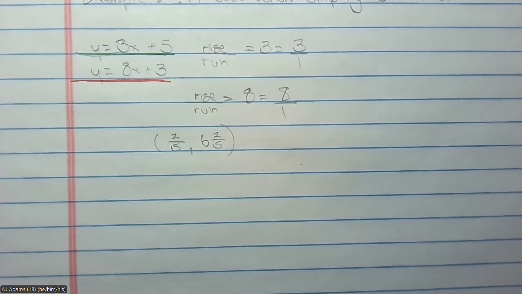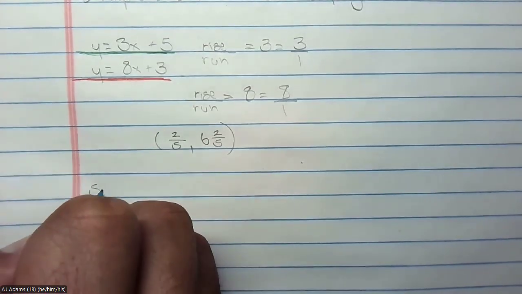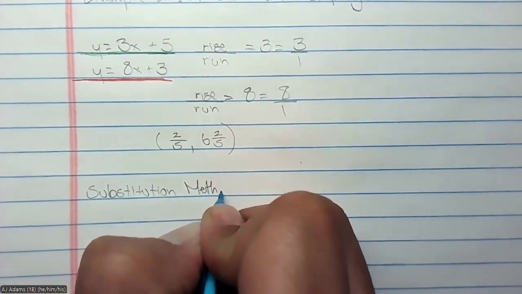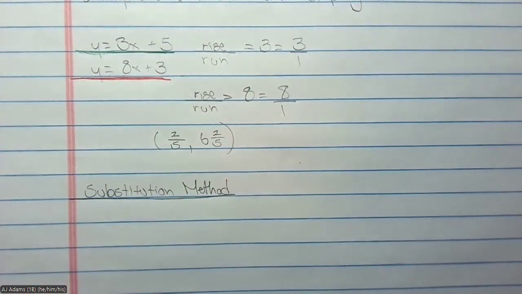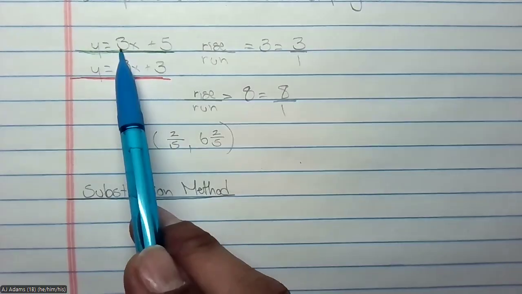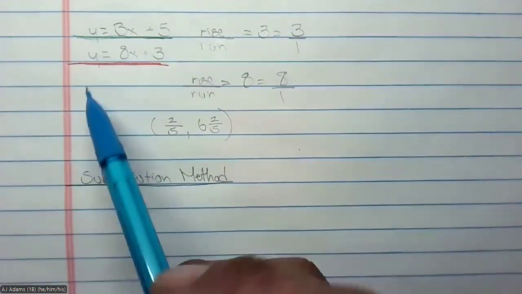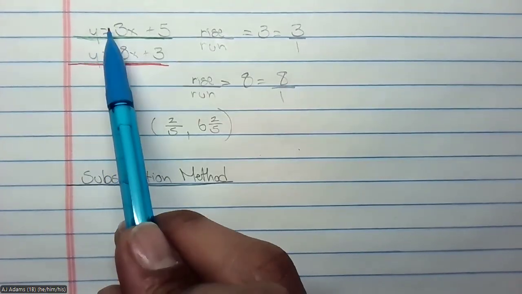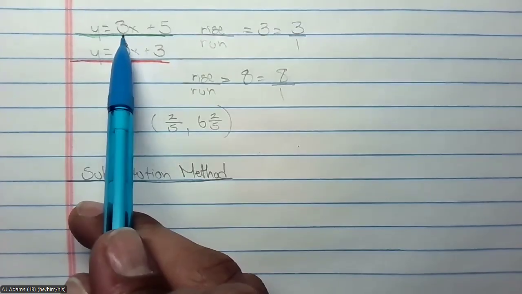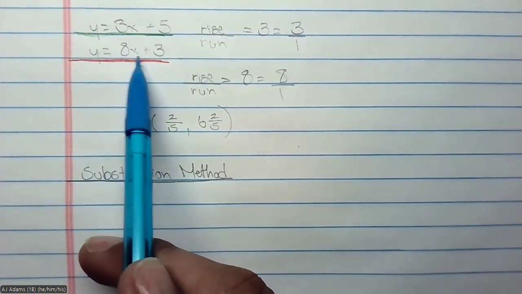If we want the exact solution, though, we can do something that's called solving algebraically. So the first method or the first strategy that we're going to try is called substitution. So if we look up here at these two equations, the ones that are in the system that we just graphed, both of these equations are set equal to y. That means that we can set the right-hand sides equal to each other. That means that we can set this expression, 3x plus 5, equal to this expression, 8x plus 3.